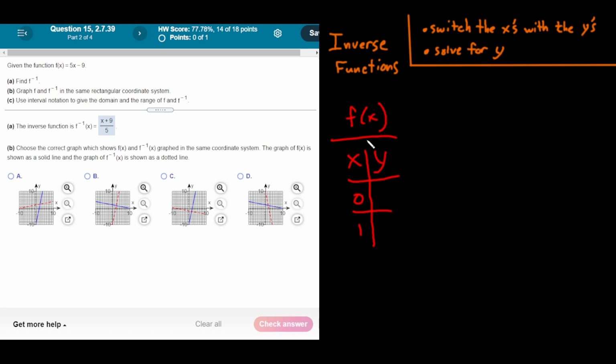And let's see. So you plug a 0 for your x. f of x is equal to 5x minus 9. You plug a 0 in there. So 5 times 0 is 0. 0 minus 9 is negative 9. Put your negative 9 there. Plug a 1. 5 times 1 is 5. 5 minus 9 is negative 4. These are definitely points on your graph. So let's see if we can line that up first. Let's see if we can find 0, negative 9 and 1, negative 4. But you know what? Since we're here, let's go ahead and find the inverse while we're at it.